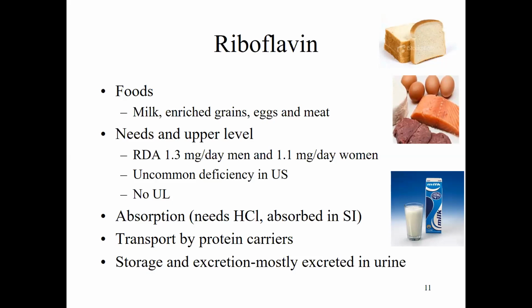In terms of needs and upper level, it's very similar to thiamine. It is an uncommon deficiency because it is in foods that we tend to consume. We also don't need a ton of it. It's needed in pretty small amounts. It is not toxic, so there's no upper limit. In terms of absorption, it's also absorbed in the small intestine, but it does need a little hydrochloric acid from the stomach to be properly absorbed. It gets transported throughout the body by special protein carriers. You can store it, but you excrete it very easily in your urine as well.